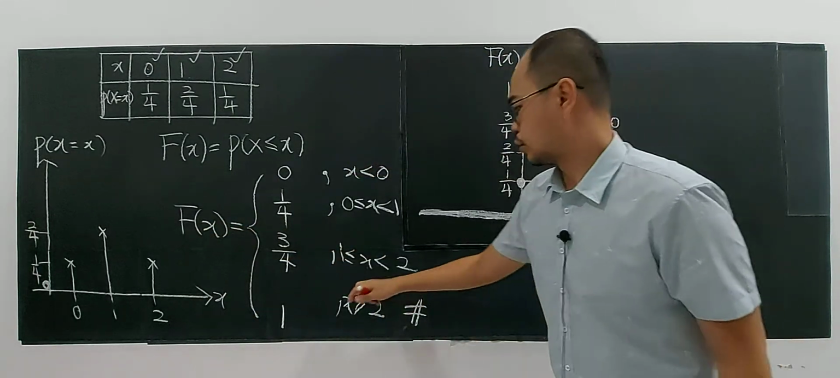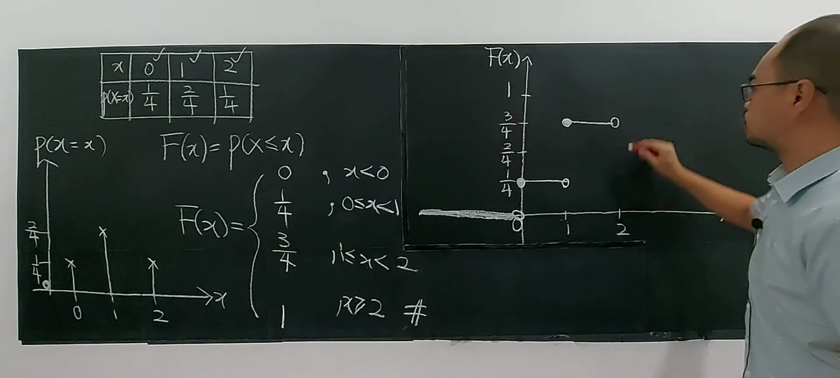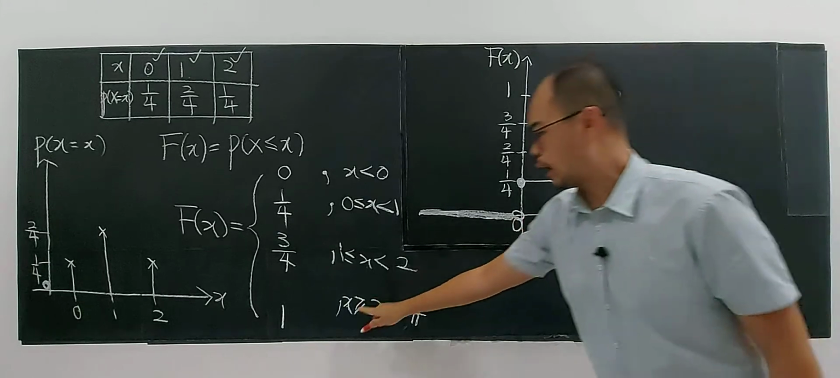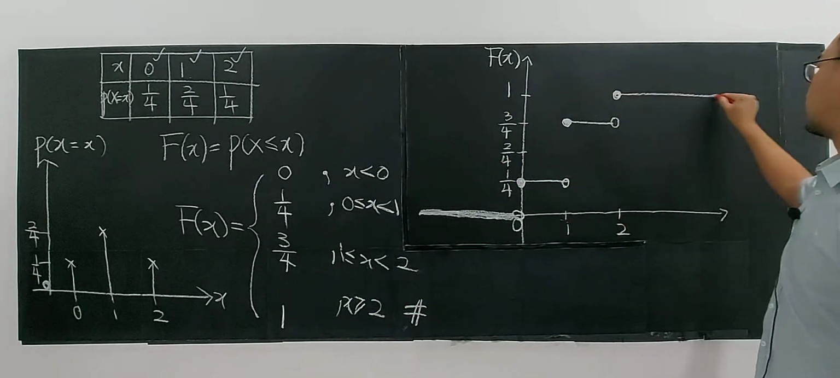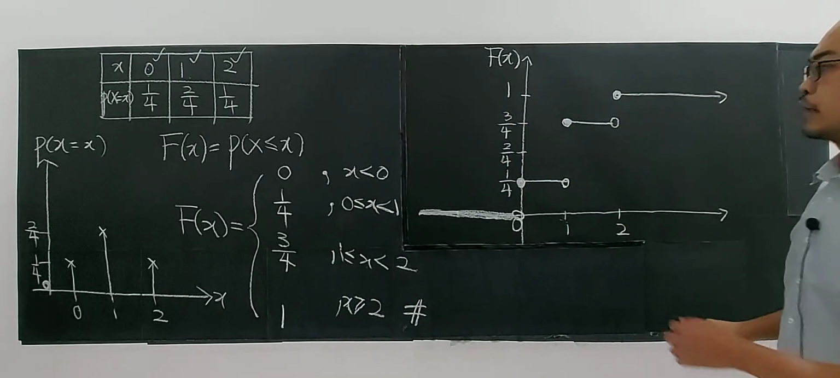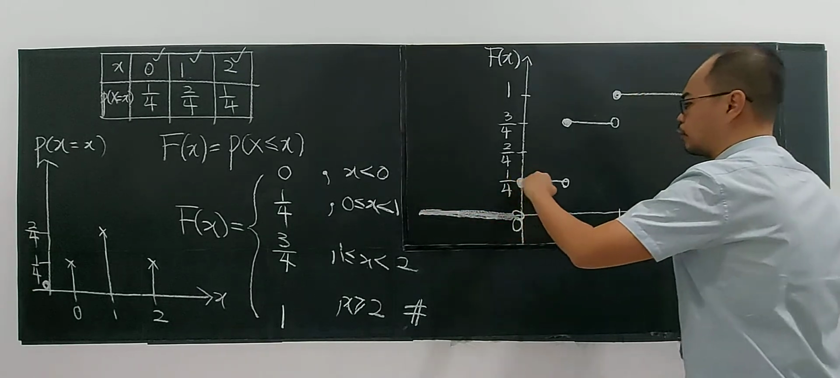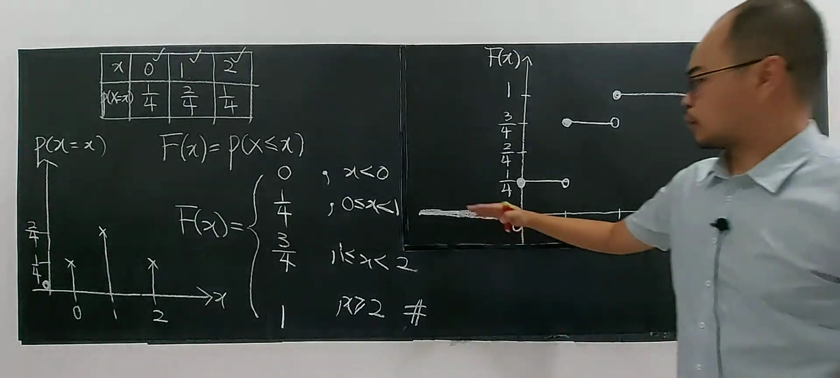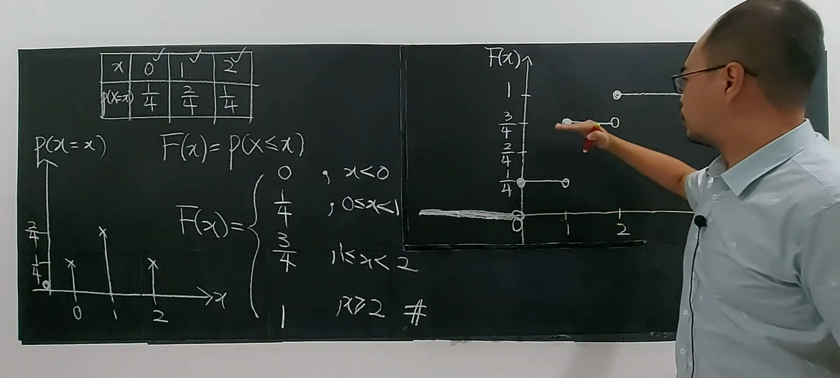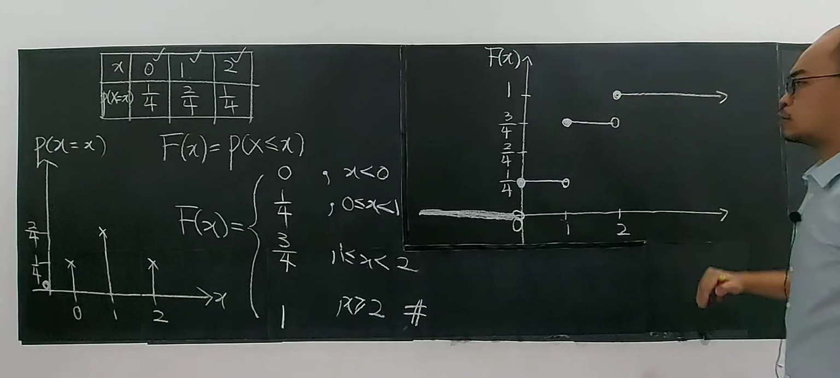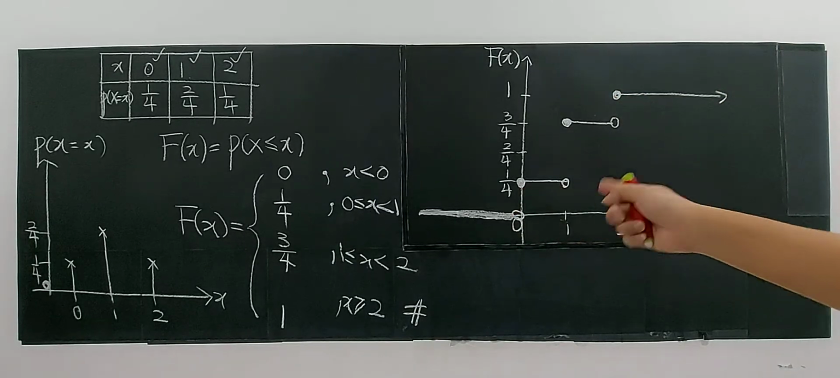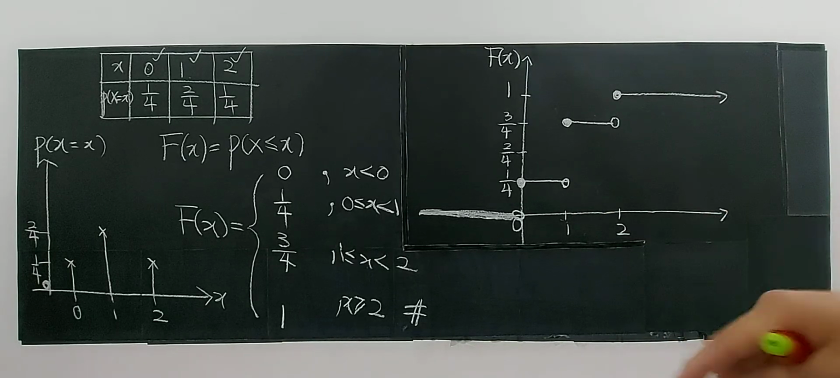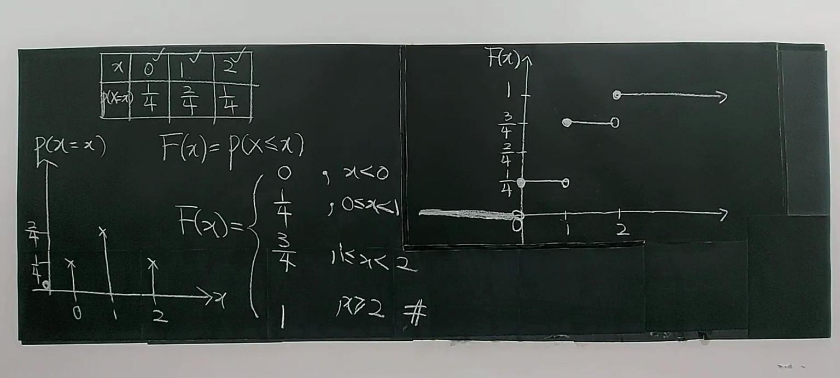Now after 2, meaning 2 and beyond, it will be 1. We draw it this way. You see that the graph goes step by step, like a staircase. It goes from 0, adding up to 1 over 4, 3 over 4, and later 1. This is the way we sketch the cumulative distribution function graph. Very important. If you do not understand very well, I will do another video for you. Hope you understand.